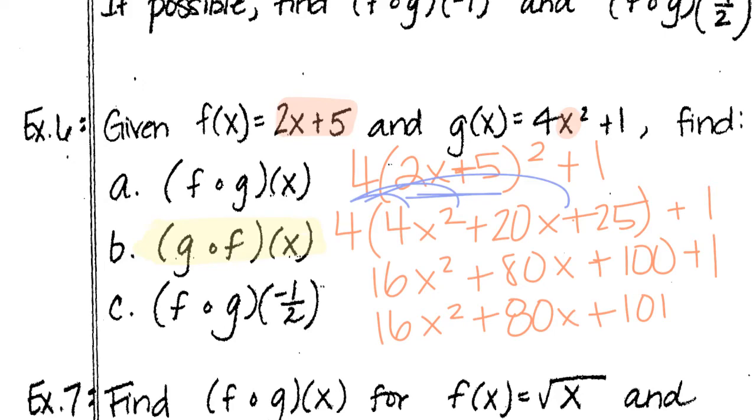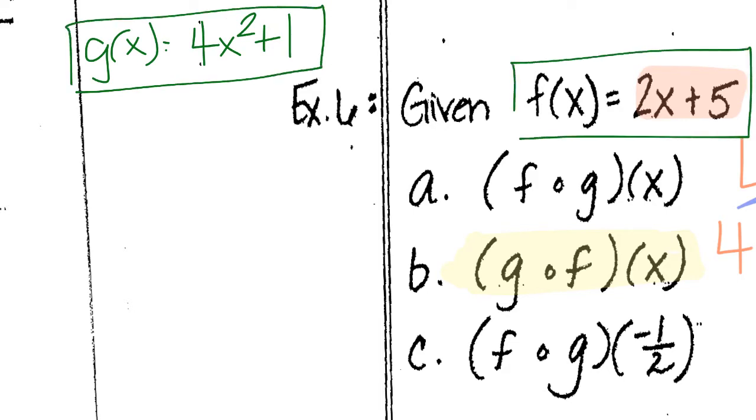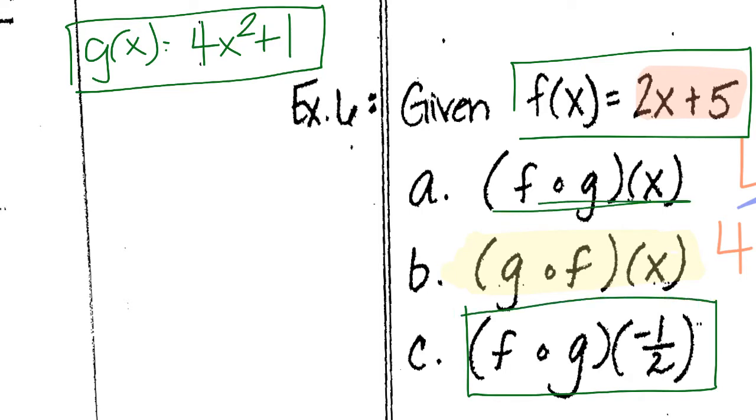How do y'all feel about that? All right, moving on to C, I moved my g of x over here, and my f of x is here. And now we're finding f of g of negative 1/2. Now we solved for that earlier, but I don't have that information, so let's do it again. They're asking us to put the g of x, this equation right here, in for the x.